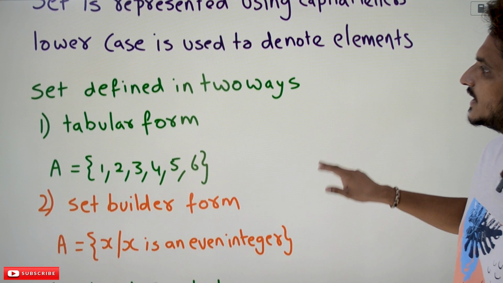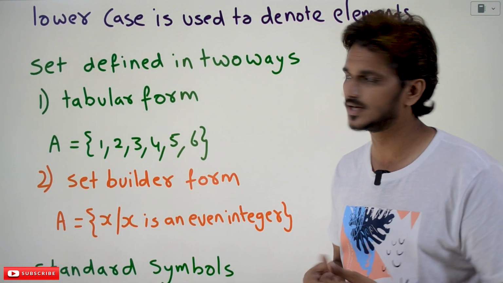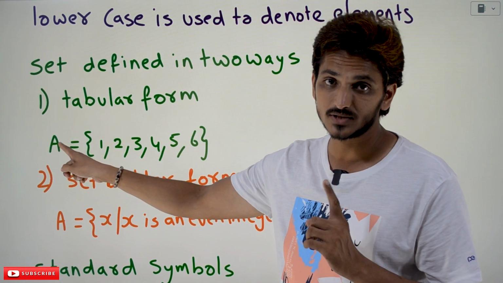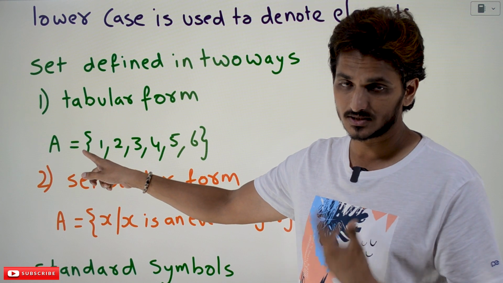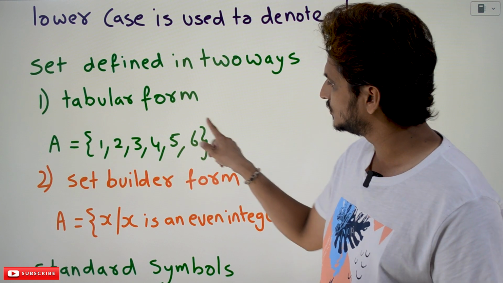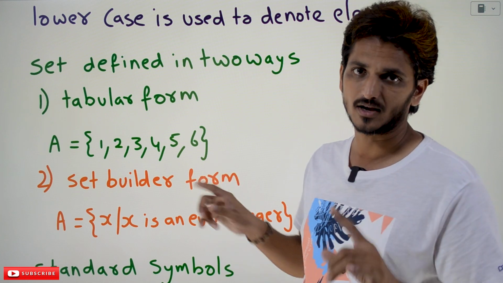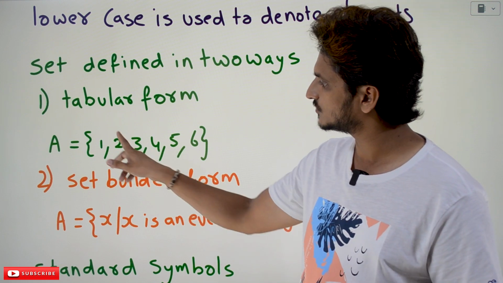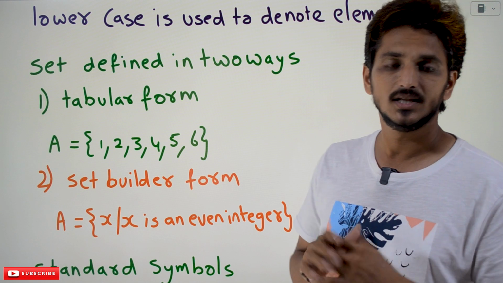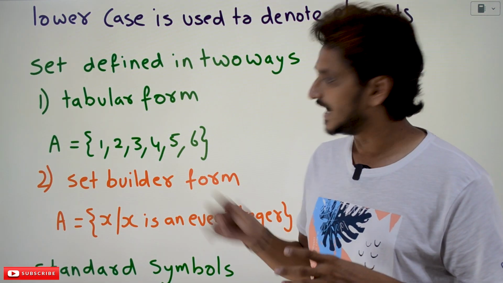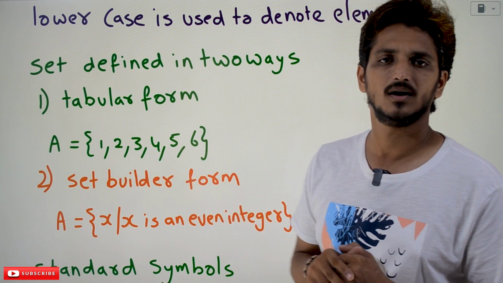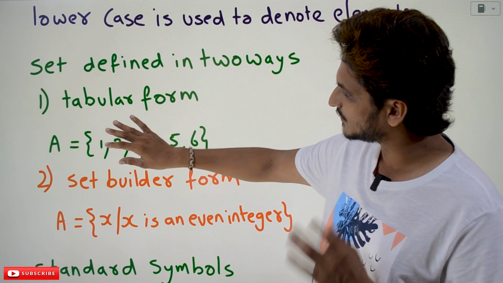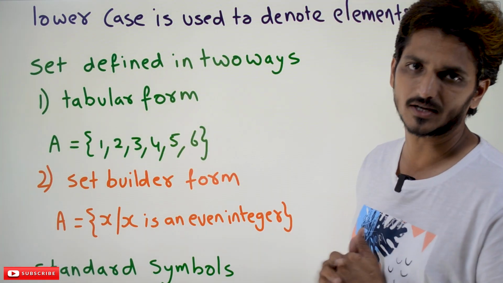Now coming to the set defined in two ways. We can define a set in two ways. The first way is tabular form. Take a set A. You mention it using capital A equal to, and the elements in the set are mentioned using flower brackets. Inside the brackets we mention the elements in the set. This set contains 1, 2, 3, 4, 5, 6. These are the elements present in the set, and each element is separated using a comma. This type of representation we call the tabular form of a set.